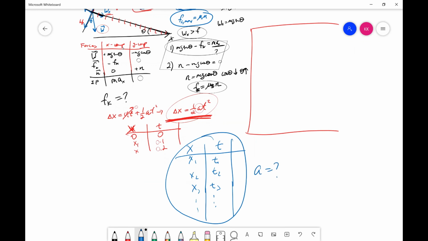Professor? Yes. I think in the lab, we got an equation that had a constant that was equal to the acceleration, or was it a component of acceleration? And how did we find that?